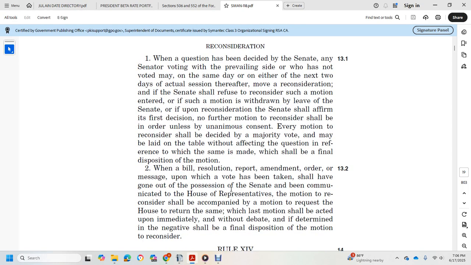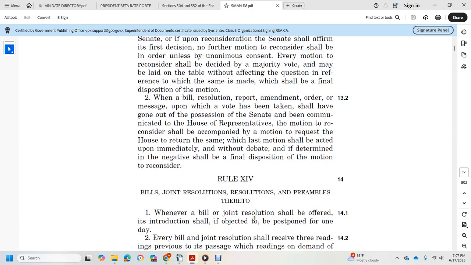When a bill or resolution is amended, and the message upon which the vote has been taken shall have gone out of the possession of the Senate and been communicated to the House of Representatives, the motion to reconsider shall be accompanied by a motion to request the House to return the same. The last motion shall be acted upon immediately and without debate. If determined in the negative, it shall be the final disposition of the motion to reconsider.